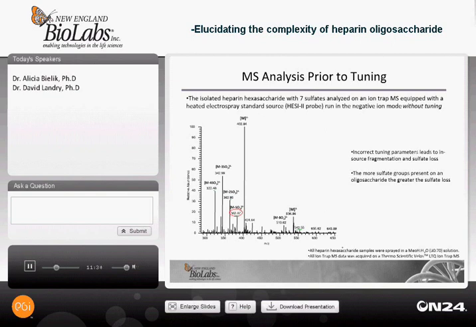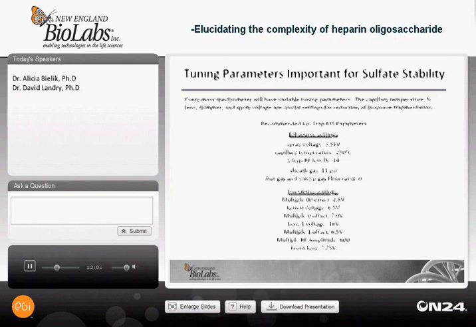And then you see a loss of sulfate at 382, a second loss of sulfate at 362, a third loss of sulfate at 342, and a fourth loss of sulfate at 322. You can also see loss of sulfate of the 3- ion at 510. So incorrect tuning parameters leads to in-source fragmentation and sulfate loss. And the more sulfate groups that are present on an oligosaccharide, the greater the sulfate loss will be in ESI. Due to this fact, it is extremely important to have the correct tuning parameters for sulfate stability.